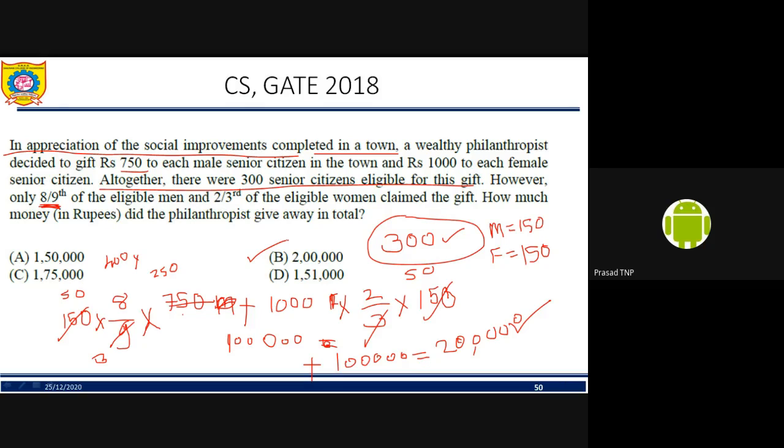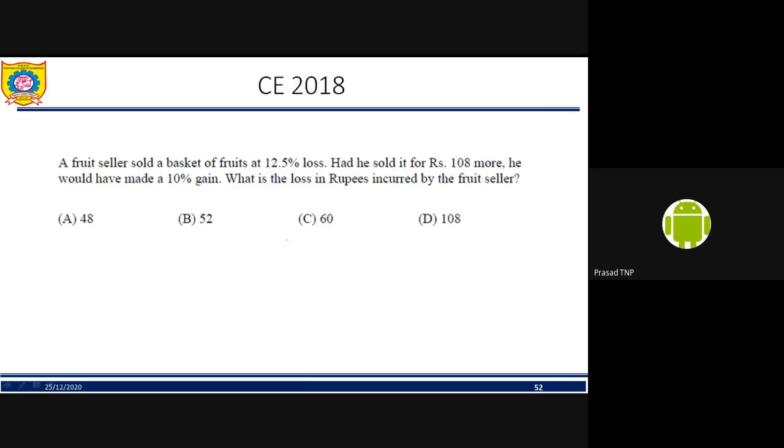Okay, then plus 1000 is the gift to each female senior citizen. So 1000 into 2/3 into 150 is very easy, and we got the answer as 2 lakh rupees. So this question is asked for 2 marks, and here you can check how easy it is, right? Now let us go with one more.